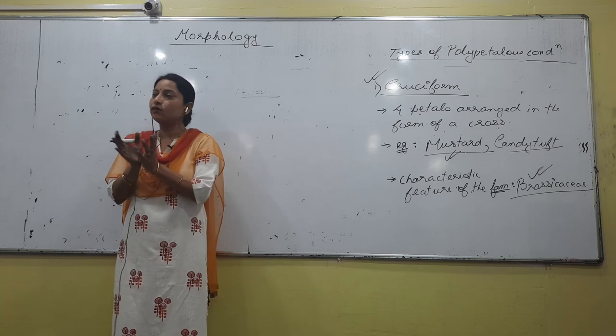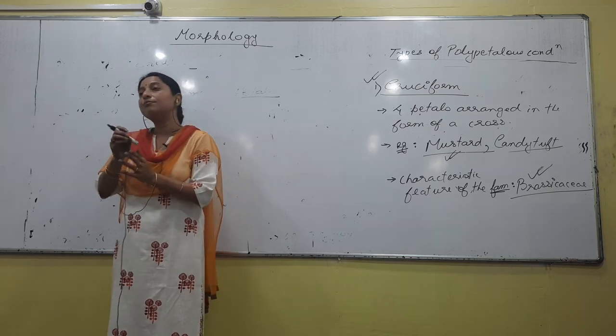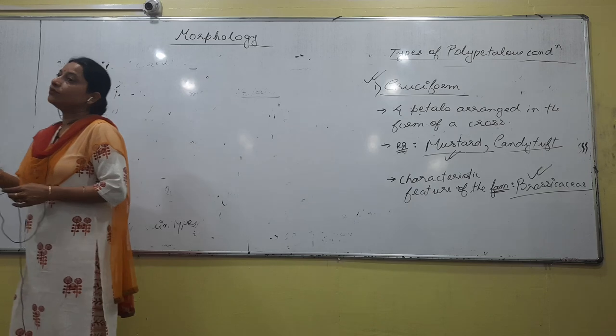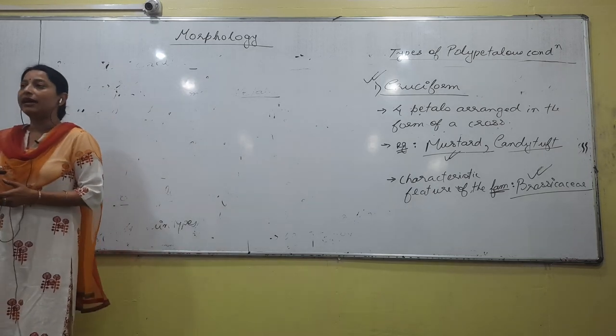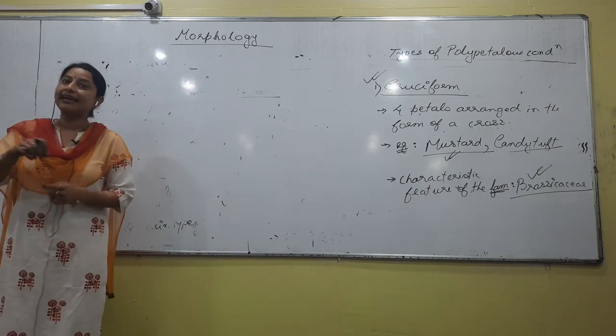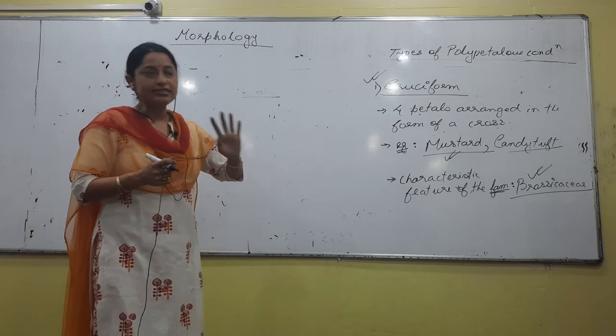The petals are not joined together. If they are joined, you cannot pull out one petal of the flower individually; the others will come along. If they are free, we can pull out each one separately. So that is what is called free, right?